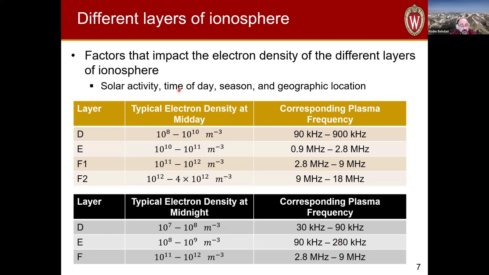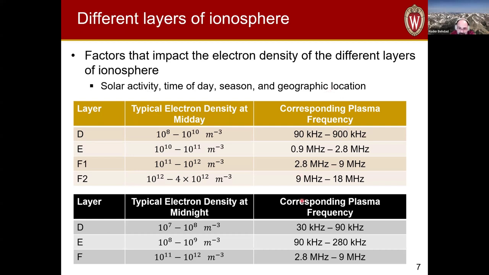So obviously the time of day is one factor, but the solar activity, depending on the solar cycle, some years we have more solar activity, and some years we have less. The season, if you're in the summer or in the winter, and your location on the planet Earth, all of these will impact what the plasma frequency of these different layers of the ionosphere would be.